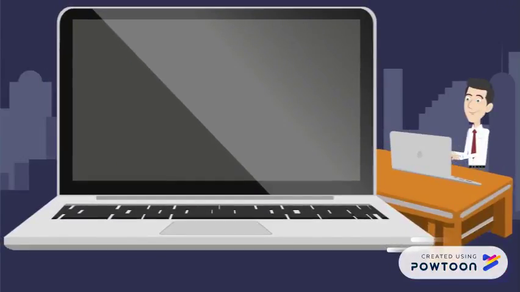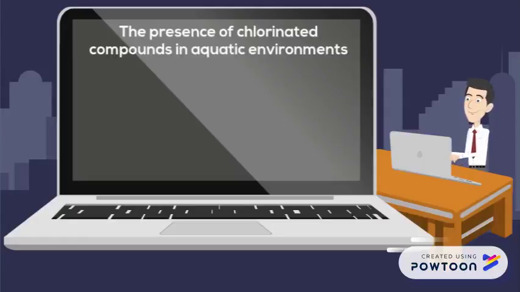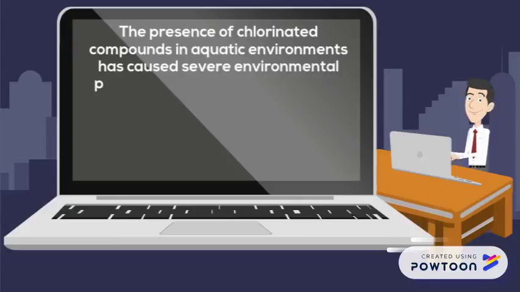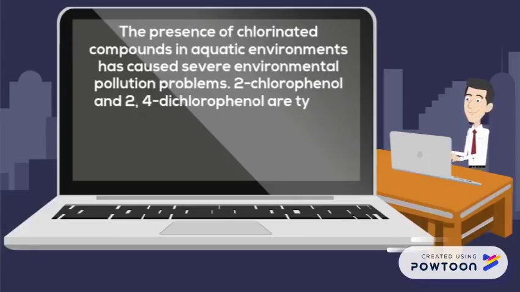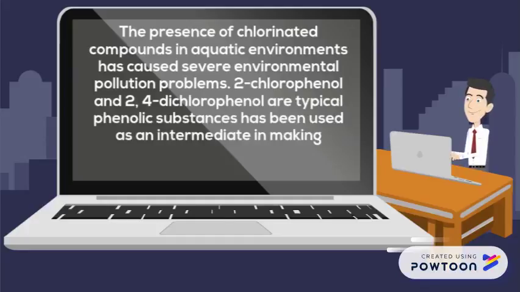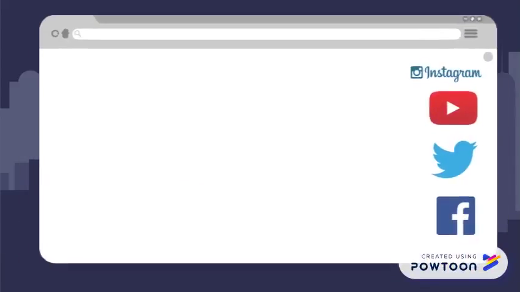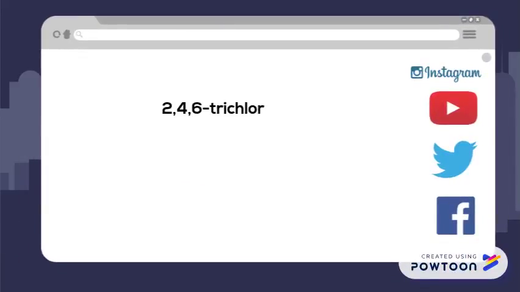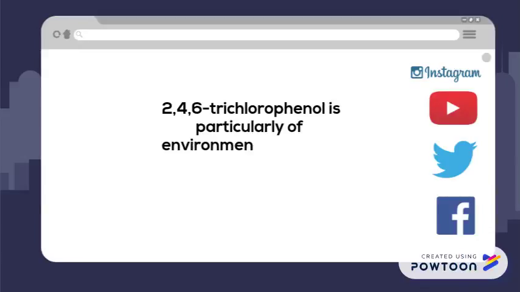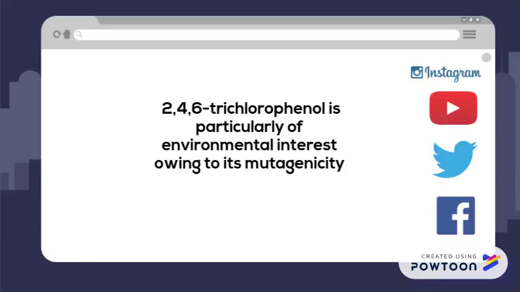The presence of chlorinated compounds in aquatic environments has caused several environmental pollution problems. 2-chlorophenol and 2,4-dichlorophenol, typical phenolic substances, have been used as intermediates in making insecticide, herbicide, preservative, and antiseptic. 2,4,6-trichlorophenol is particularly of environmental interest owing to its mutagenicity and carcinogenicity.